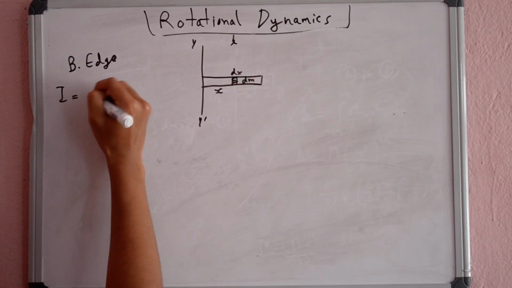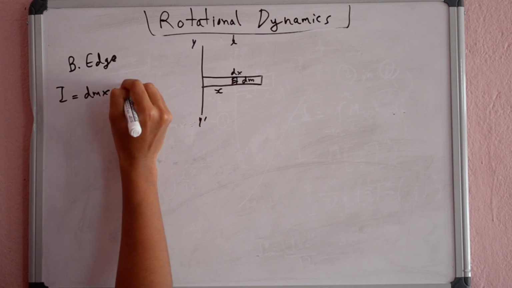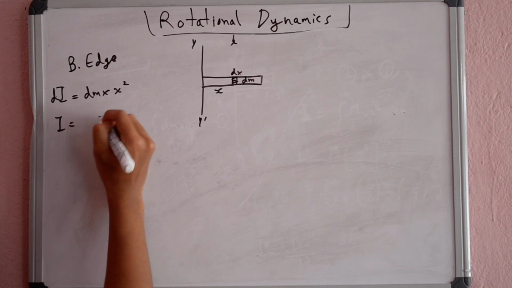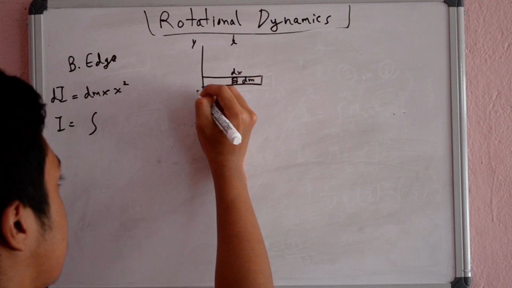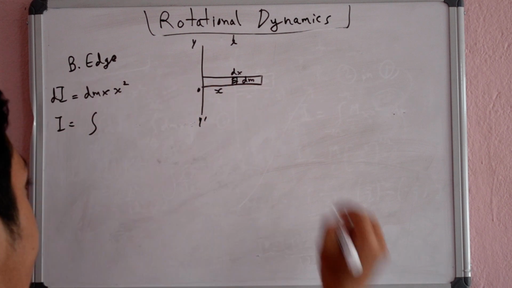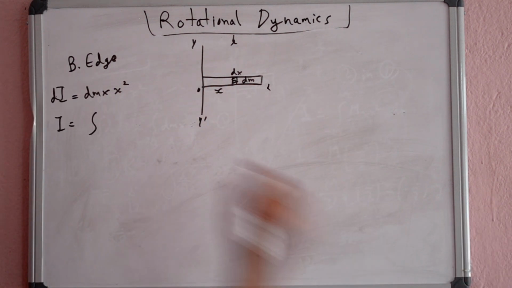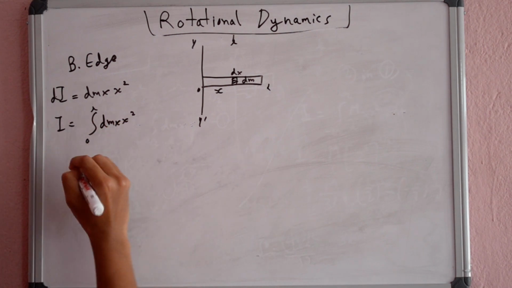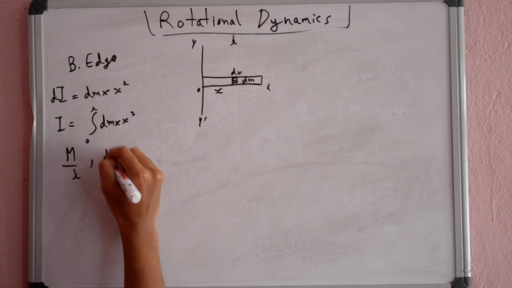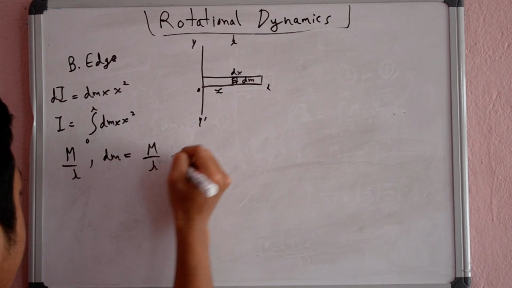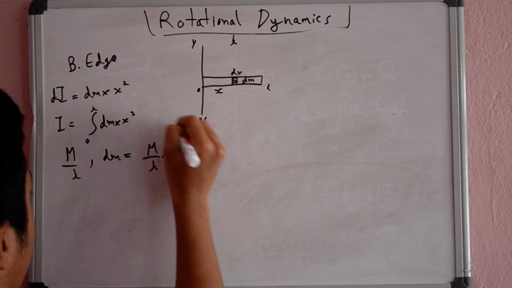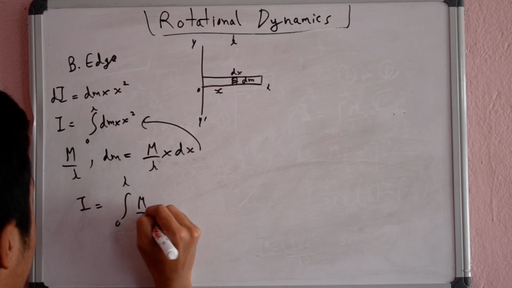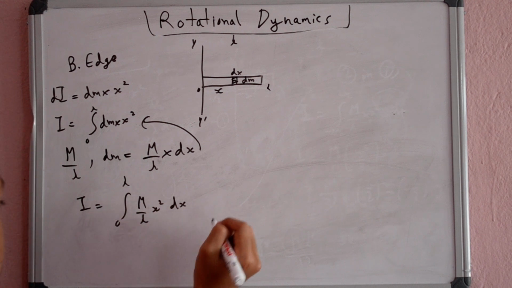Again we have I equals dm into x square, small dI. So that means this is integration. Well, this goes from 0 to L because it's all in one direction. 0 to L dm into x square. Now again we have mass per length, so that means dm is equal to mass per unit length into dx. Put this here, we get I equals the integral from 0 to L of M by L x square dx.